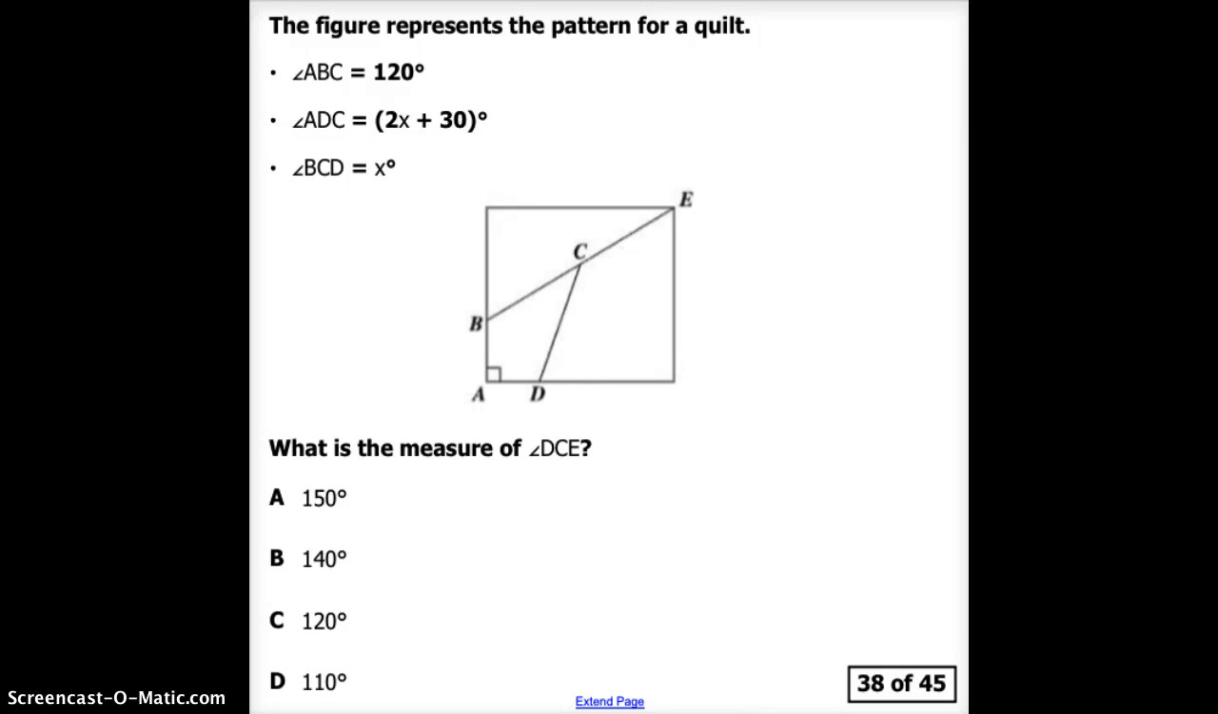We're looking at number 38 of the 2015 released items, and in this question they give me a figure and some angle measures. So the first thing that I'm going to do is actually write in what those angle measures are.